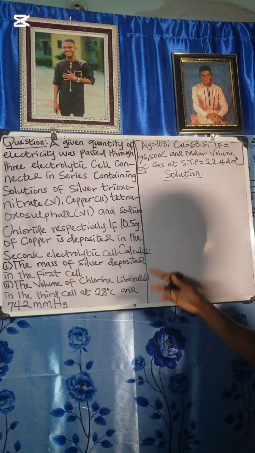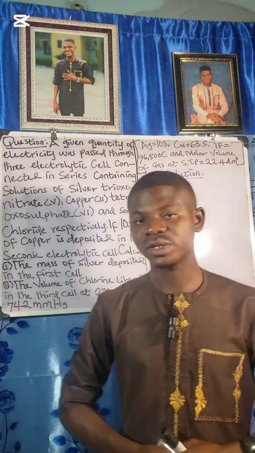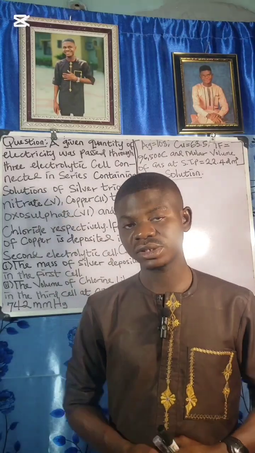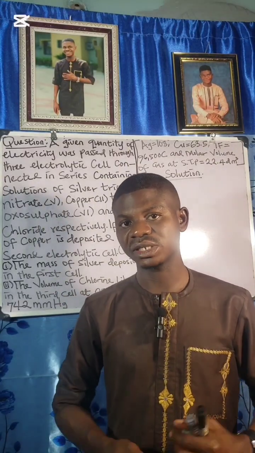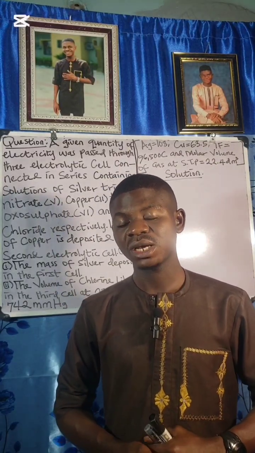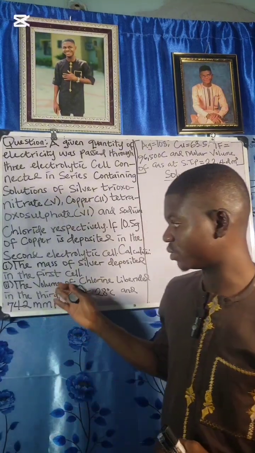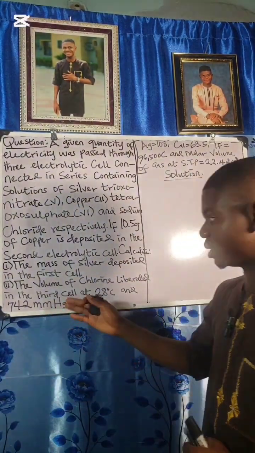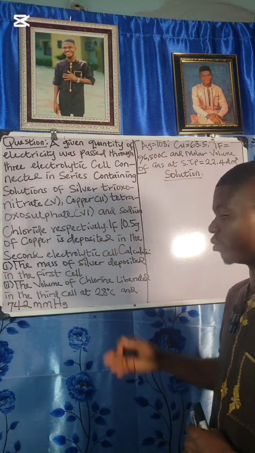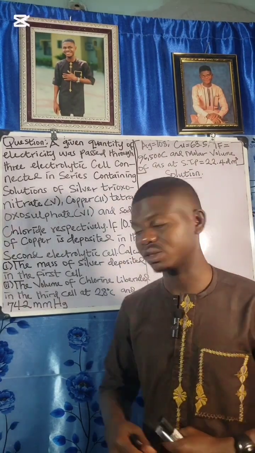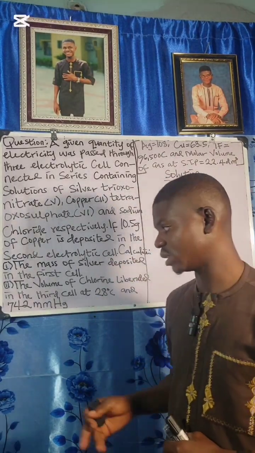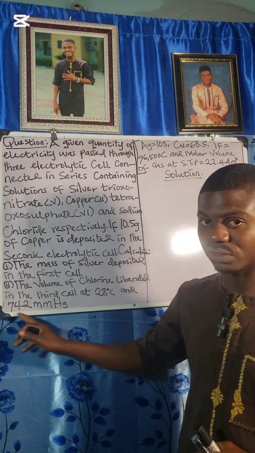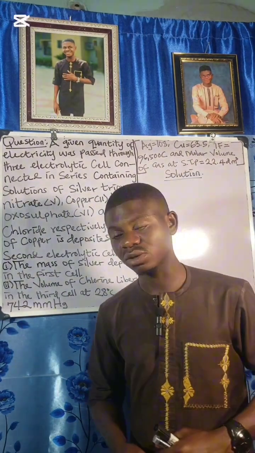Now, in our last video, we tackled the first question. We calculated the mass of silver deposited in the first cell. We also calculated the quantity of electricity required, which was 31,913.4 coulombs. Now, in today's video, we're going to step into the second aspect of this question, which is the calculation of the volume of chlorine liberated in the third cell at 28 degrees C and, of course, pressure 742 millimeters of mercury.